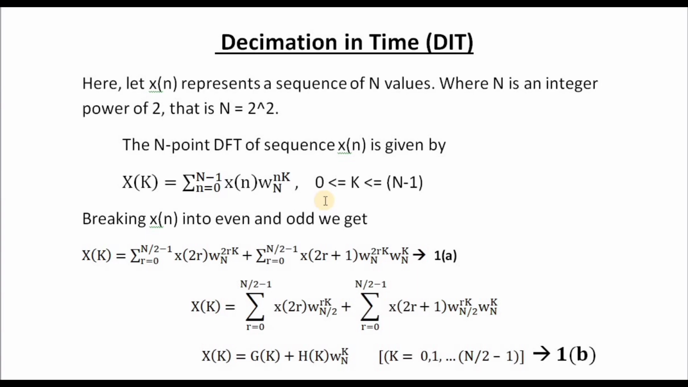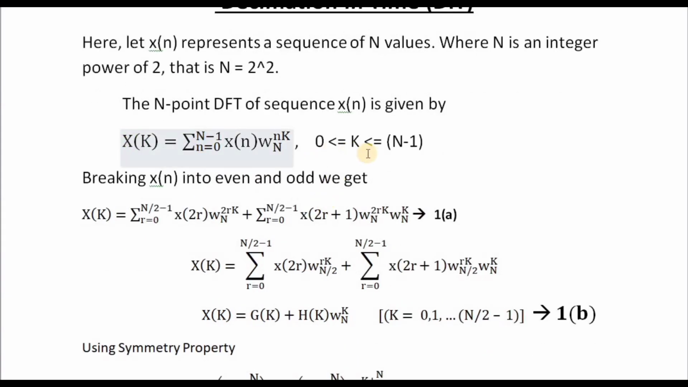So the N point DFT, if capital N is 8, of the sequence x of n is given by capital X of k is equal to summation n is equal to 0 to N minus 1 of x of n W_N power nk, where k ranges from 0 to N minus 1. So I am going to break this equation into even and odd parts. Since N is 8, it ranges from 0 to 7.